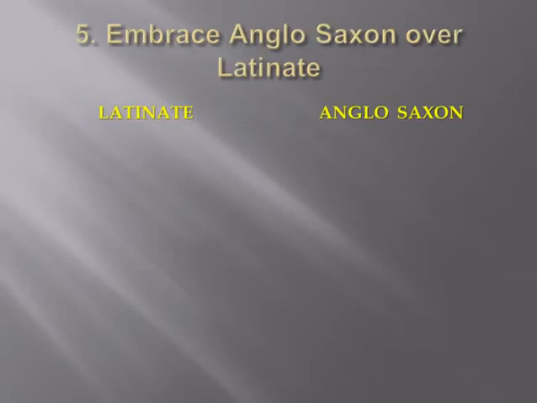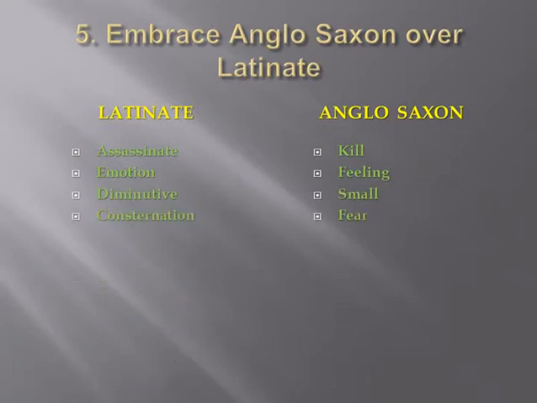Okay, number 5 is embrace Anglo-Saxon over Latinate terms. And what we're going to do is show you a couple of examples here of Latinate versus Anglo-Saxon. Assassinate versus kill. Emotion versus feeling. Diminutive versus small. Consternation versus fear. Juvenile instead of young.